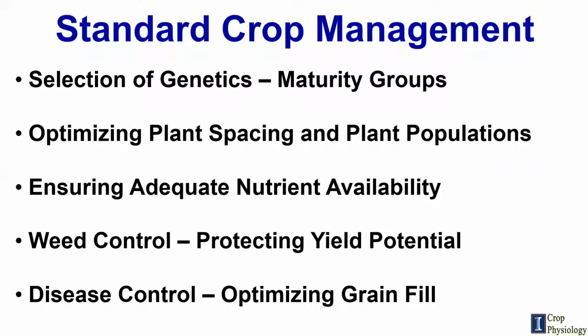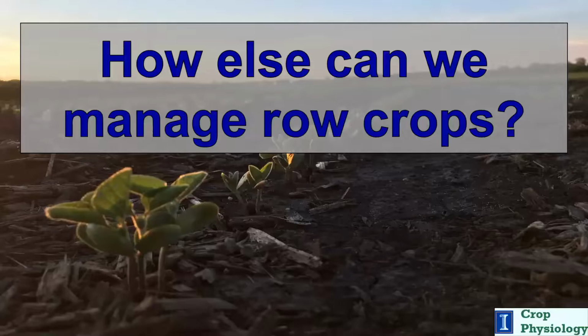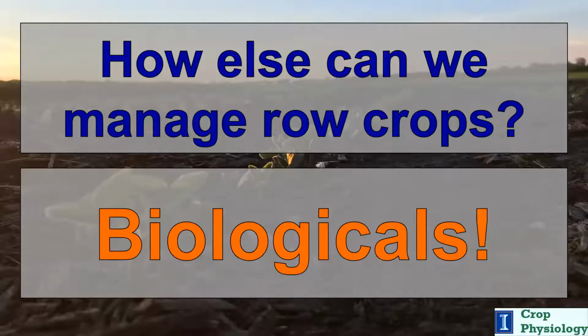And so when I talk about biologicals, I have to start and build the base. Because if you don't do these 5 things, if you try something else, you're probably gonna fall short. It's the limiting factor. And so once we've got our basics in place, how else can we manage row crops, right? And that's biologicals.